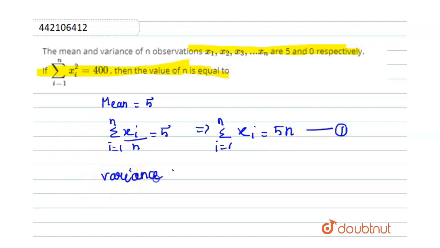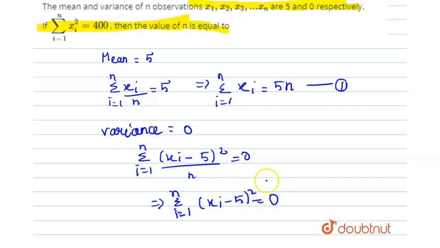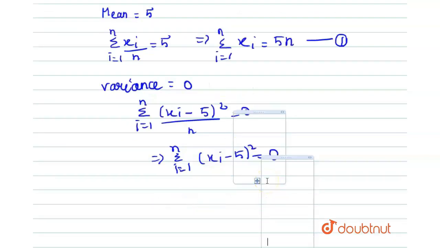So the formula for variance is summation i equals 1 to n, xi minus x bar, and x bar is the mean, 5, the whole square by n is equal to 0. So from this we get summation i equals 1 to n, xi minus 5 the whole square is equal to 0. So this we can expand as a minus b the whole square.